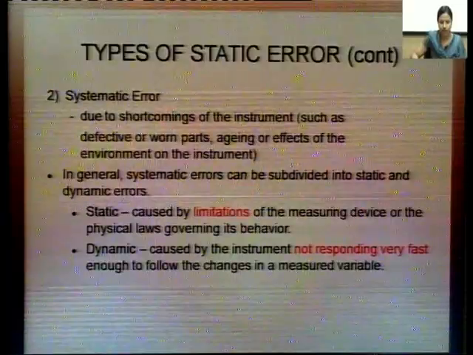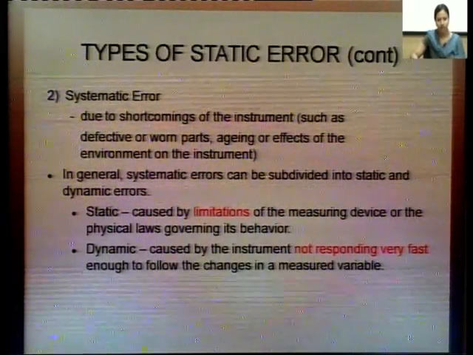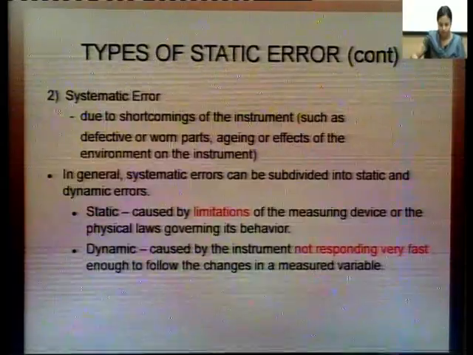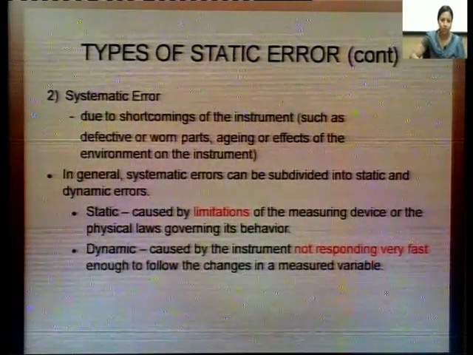I hope it is clear to everybody, systematic error, and this error is very important from the understanding and research point of view.